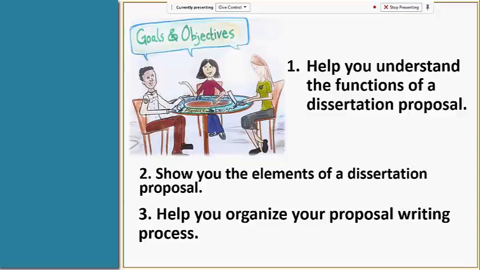So where the content goes, how it's structured. And we're going to be looking at some sample proposals and breaking them down into their little parts to examine where all this information goes, how it's organized.